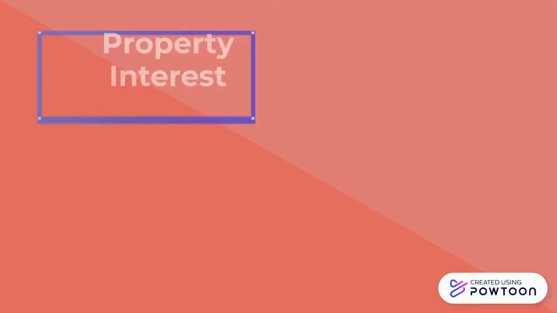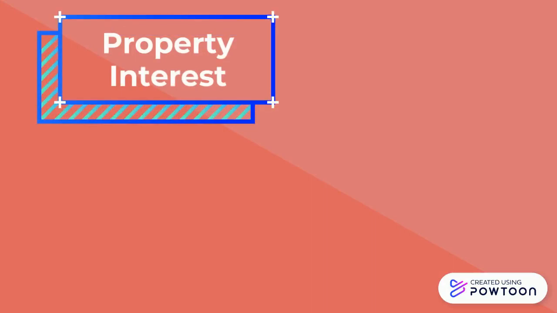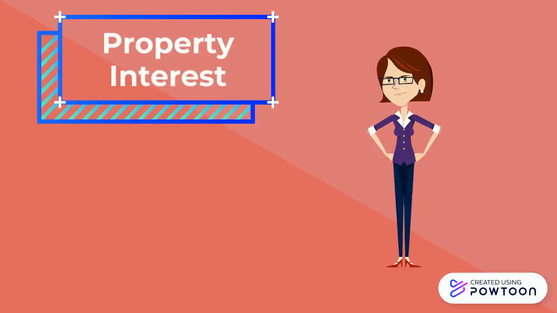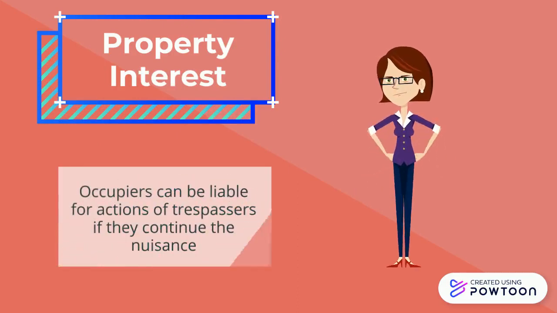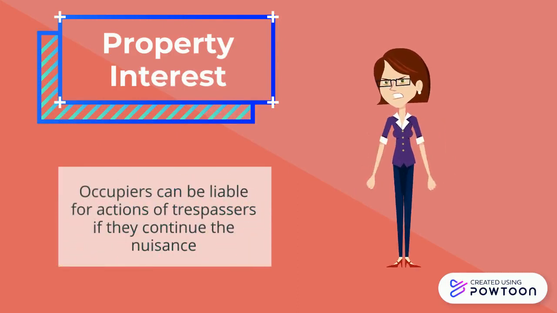To pursue an action, the claimant must have an interest in the property. This can be as an owner, occupier, or licensee. In private nuisance, occupiers can be liable for the actions of trespassers if they continue the nuisance.